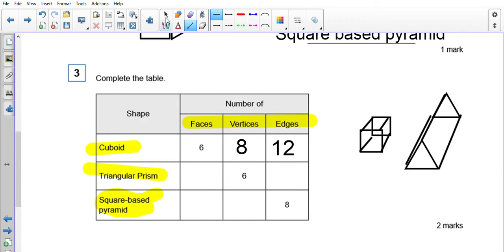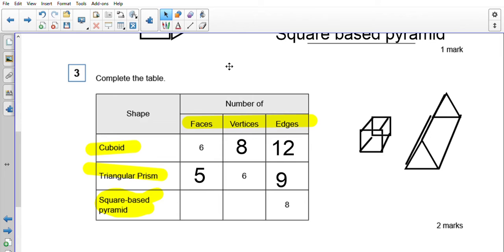From there, I can then work out the number of faces. Well, I've got 2 triangular faces on either end. I've got 3 rectangular faces to make up the rest of my prism. So that's going to give me 5 faces in total. Vertices already been filled in for me. Number of edges the same again here. So I've got 1, 2, 3. Same on the other side, 6, and then 3 round. So I have 9 edges for my triangular prism.